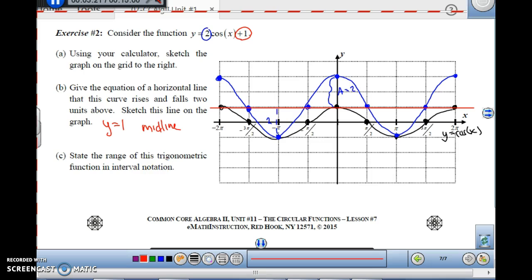So let's take a look at the range now of this trig function in interval notation. All right, for the blue graph, what is your highest and lowest y? Well, your lowest y is going to be -1, inclusive, and your highest y will be 1, 2, 3. So this has changed your range to -1 to 3. It was from -1 to +1. So your midline is the shifting up, and your amplitude will be the number of units above and below that line that the graph falls.